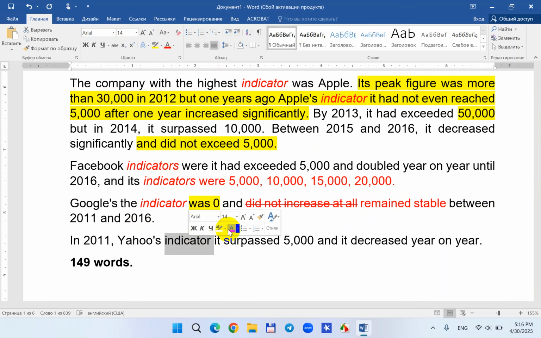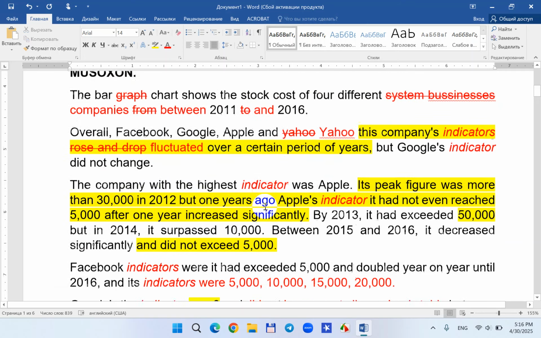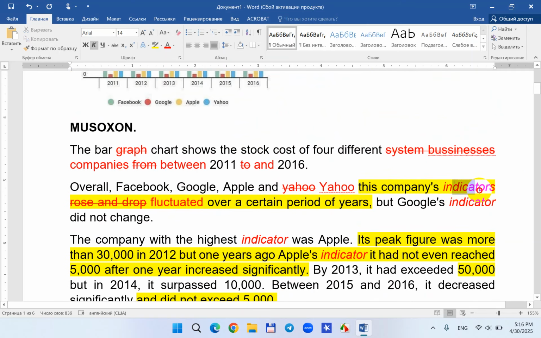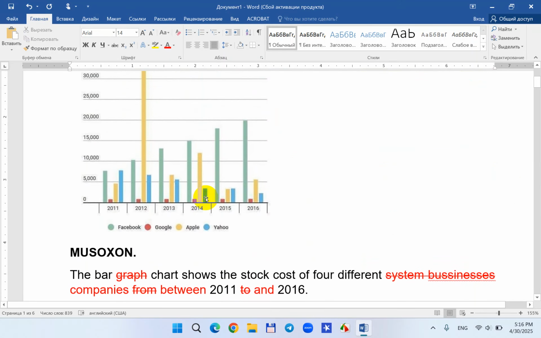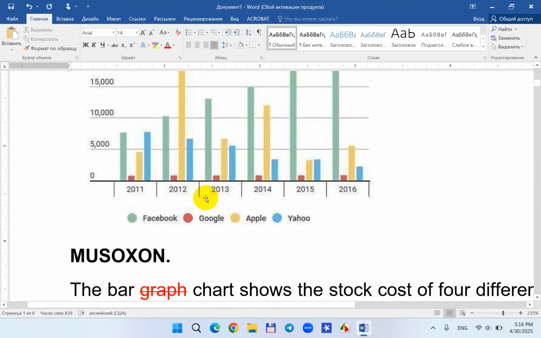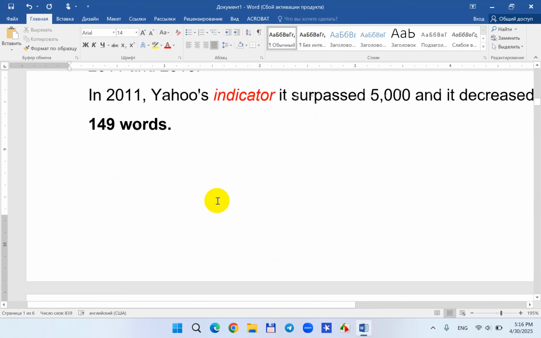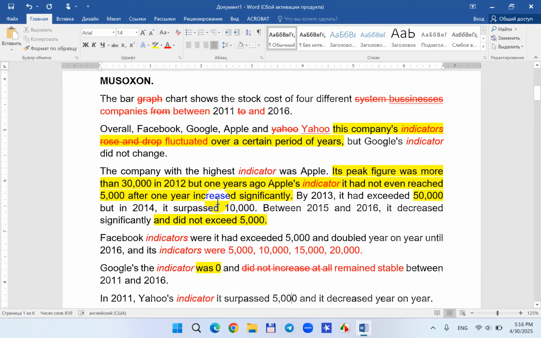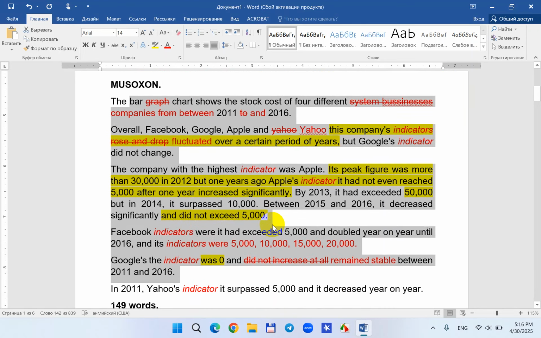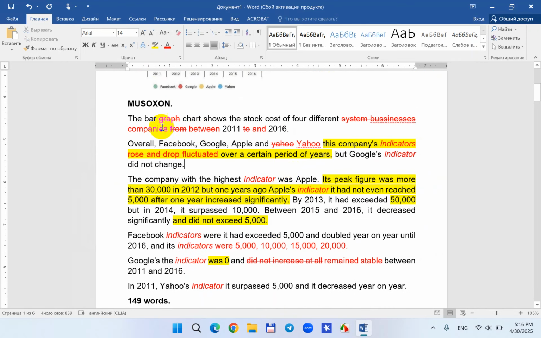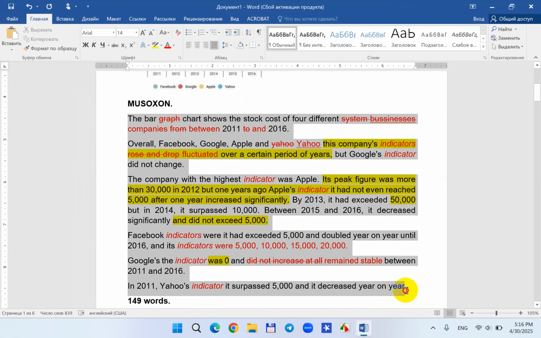Yahoo's indicator. Again, indicator. You don't know another word with synonym for indicator. It surpassed 5,000. It decreased year on year. So I want to say that you are not clear about your essay. I didn't mark your punctuation mistakes because before you work on your punctuation mistakes, there are other weaknesses that you have to work on. That's why I'm not gonna mark punctuation mistakes.